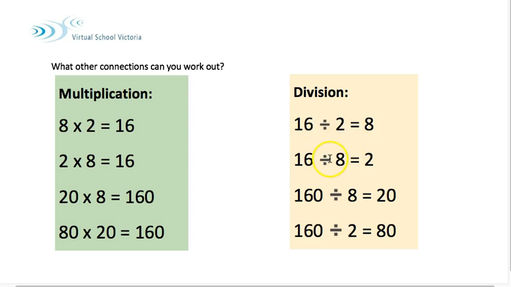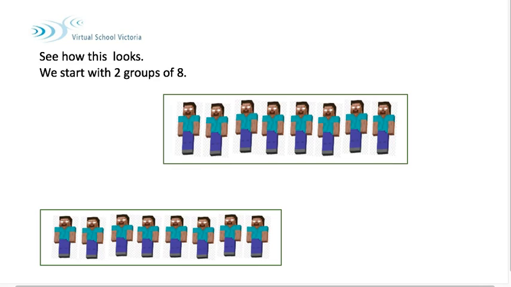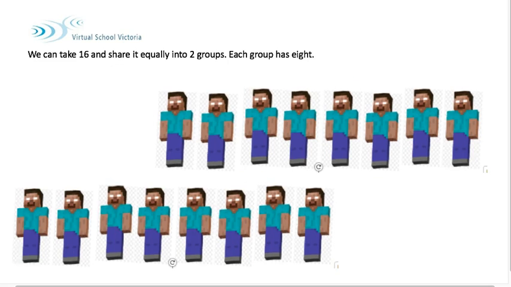And this is called the inverse, where in multiplication, we're putting things together. In division, we're taking the group and sharing things out. Now, if you can do division, you can certainly do fractions because fractions are another way of sharing things. This is how it works. Here are two groups of 8. When we put them together, we have one group of 16. But now I want to do a division sum, so I have to take them and divide by 2, which means share it equally between two groups, and each group will have 8 in it.